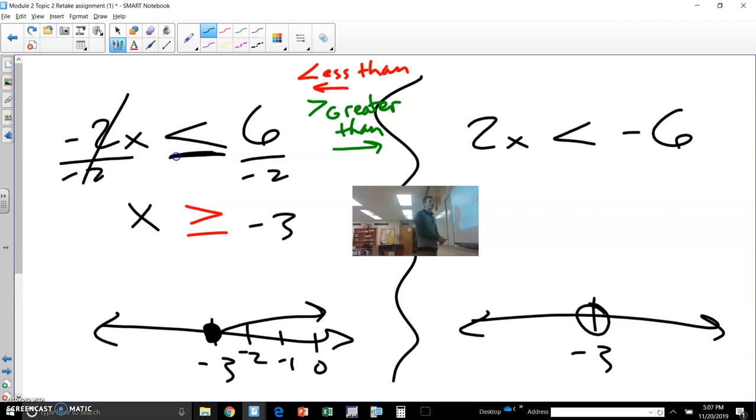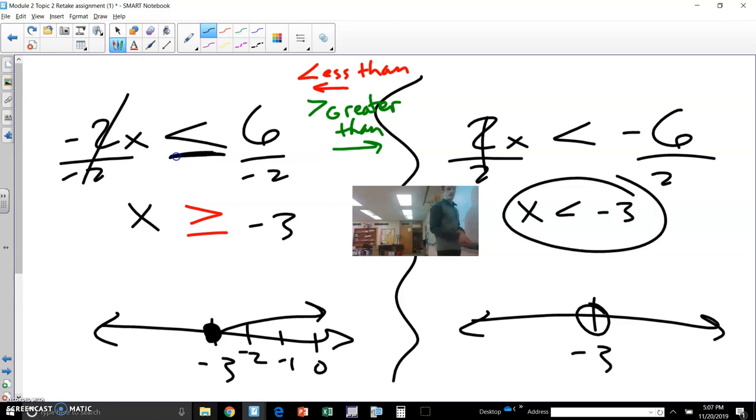Now you want to be careful about numbers like this one. See, I'm dividing by +2. Yes, -6 is on the right side, but I didn't divide by a negative. So in this case, I would not flip the sign. And so that would stay the same. And I'm talking about values strictly less than -3.